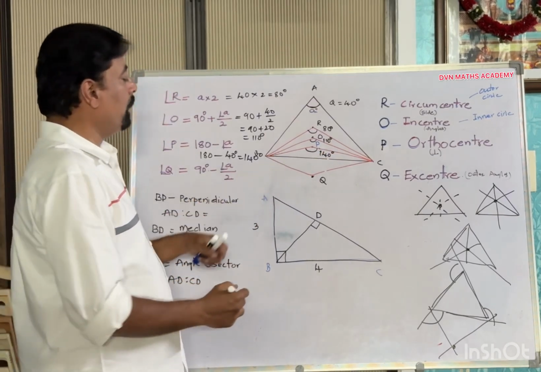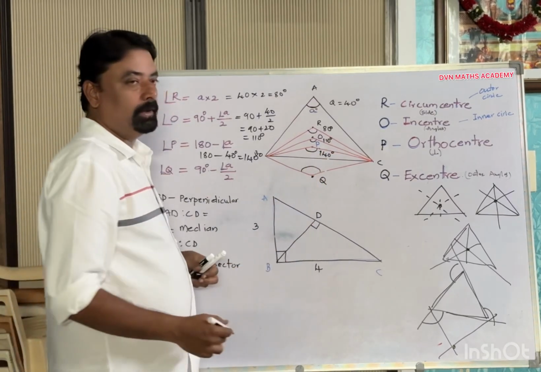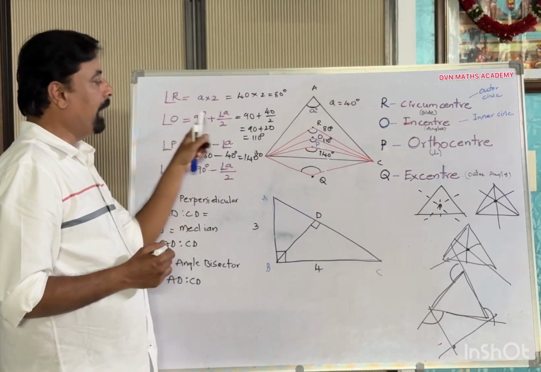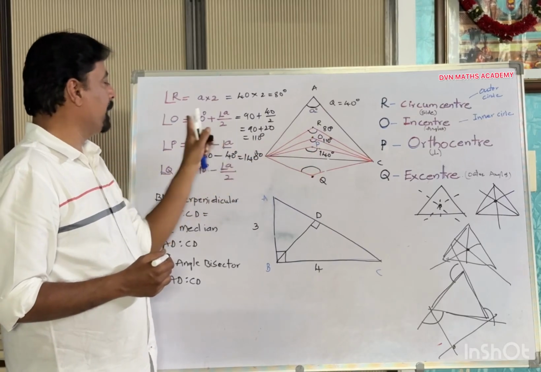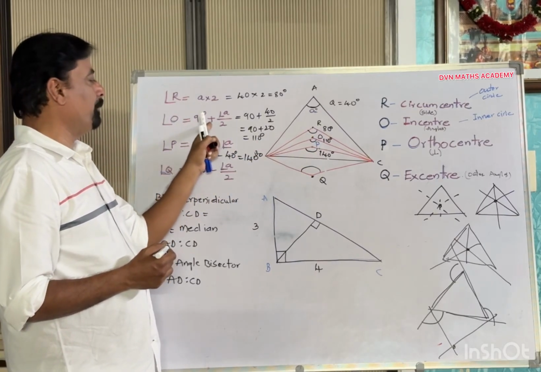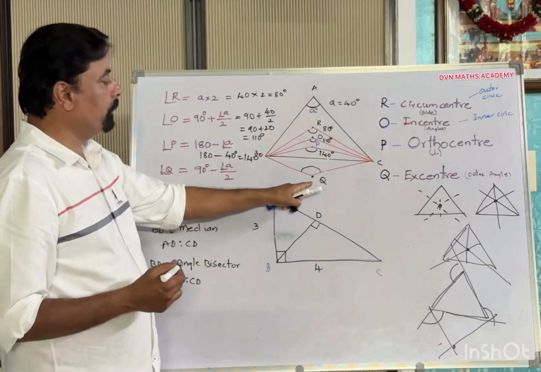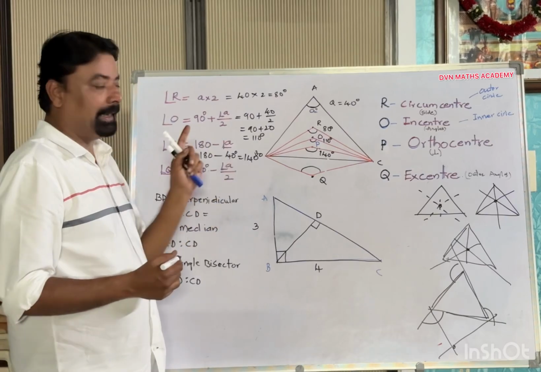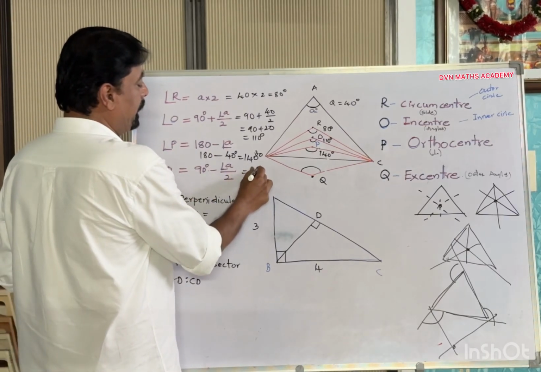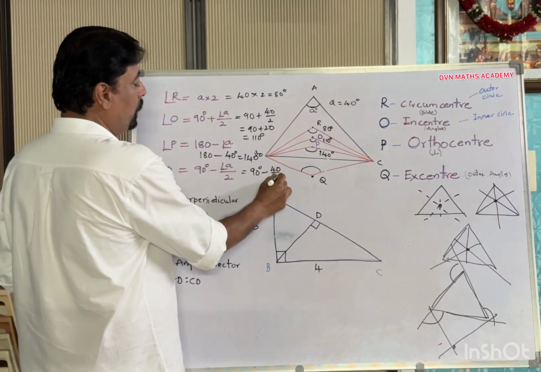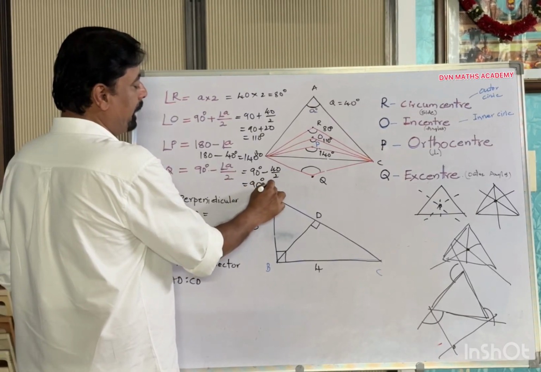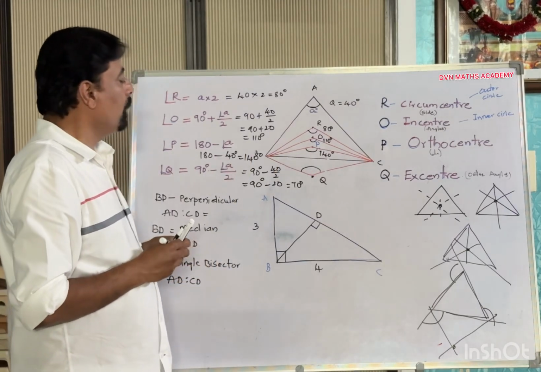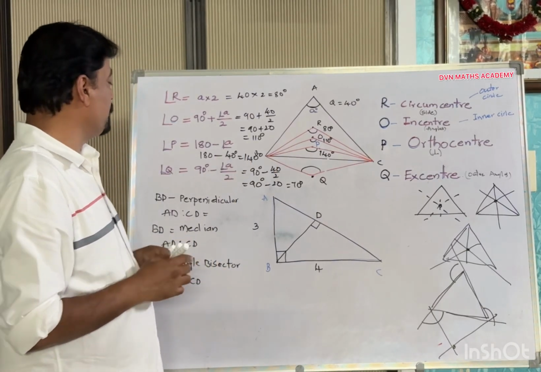For example, if I want to find angle Q, angle Q is related to this angle O. When you are finding angle O, it is 90 plus A by 2. If Q is the excenter, then angle Q is 90 degrees minus angle A by 2. That is equal to 90 degrees minus 40 by 2, then you will get 90 degrees minus 20, which is 70 degrees. So angle Q will be 70 degrees.